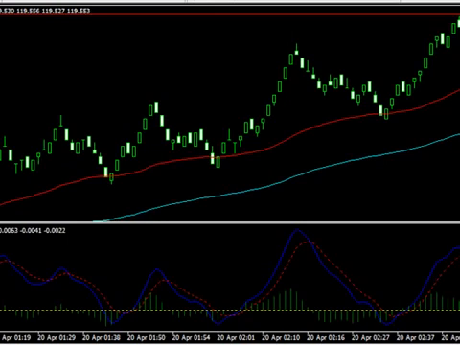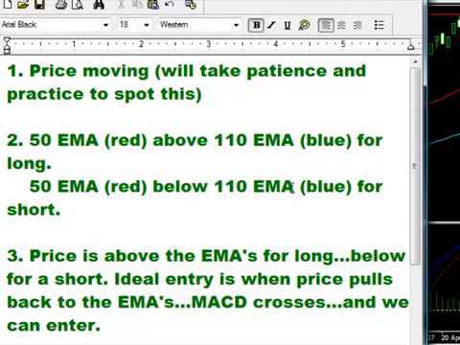So this is a range chart. This is a 3-minute range chart, so you'll have to set that up. And I've written out the rules. Okay. Rule number 1, as usual, is we want price to be moving. We can see that pretty easily in the range charts. So we want to make sure that there's some real sine wave action, up and down, before we even consider a trade. And this will take a bit of patience and practice to spot, but it's very, very important.